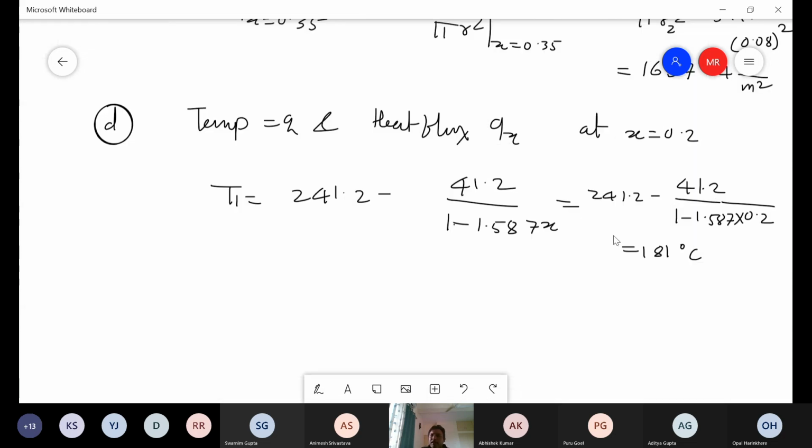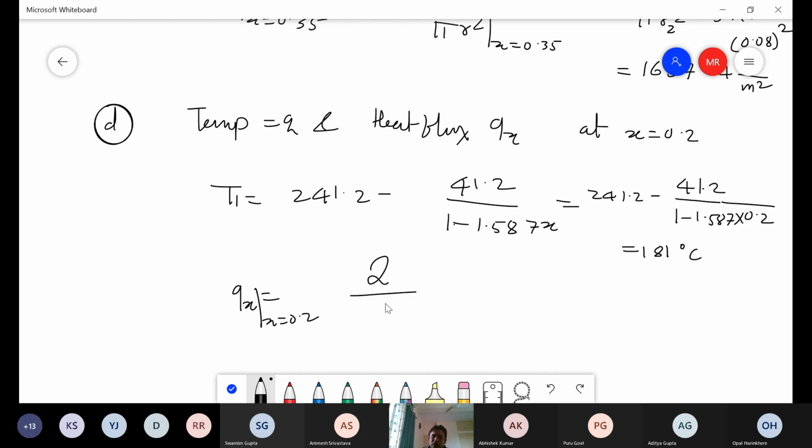So at the contact at x equals 0.2, T1 is the same as T2, isn't it? So either you put x equals 0.2 in the temperature distribution equation for block 1, or you put it in the temperature distribution equation for block 2. Both are going to give you the same answer. T1 equals 181 degrees Celsius. Is it clear to everyone? Yes, sir.